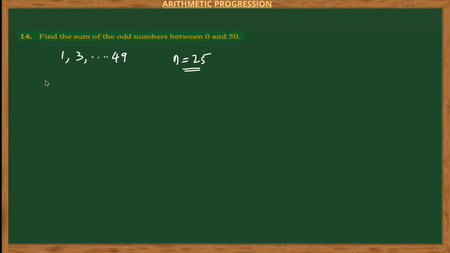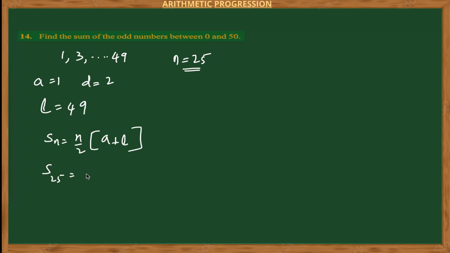So what do we have? Do we have a? Yes, we have. Do we have d? Yes, we have d. Also this is the last term, so we have the value of l. l is equal to 49, and this is the 25th term. So we can use the formula for finding the sum, Sn is equal to n by 2 into a plus l.